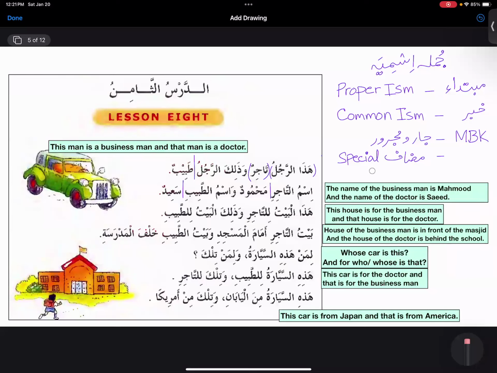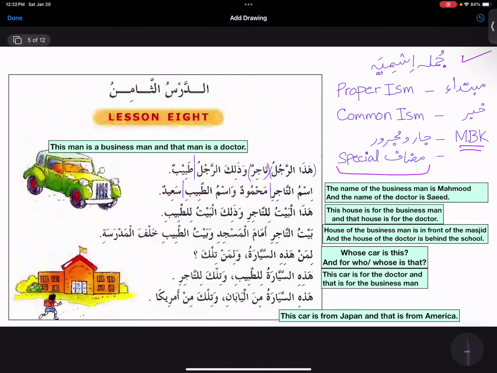And did we do special mudaf in there? No, we didn't. Qabla, bada, I think we did that. Yes, we did it, place and time. When we have time and place, something above, under, something telling us the time: qabla, bada, hatta. So they are special mudaf, and when we have them in jumla ismiya, we're going to label it as MBK.